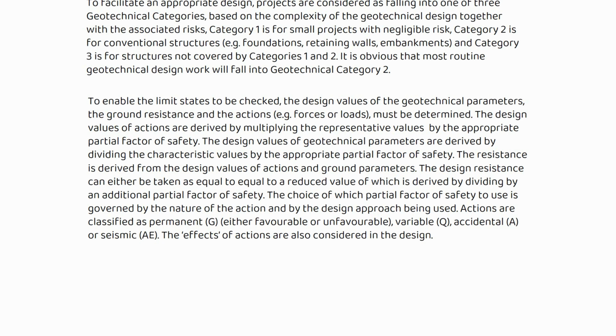Actions are classified as permanent, that is G, either favorable or unfavorable; variable, Q; accidental, A; or seismic, AE. The effects of actions are also considered in the design.